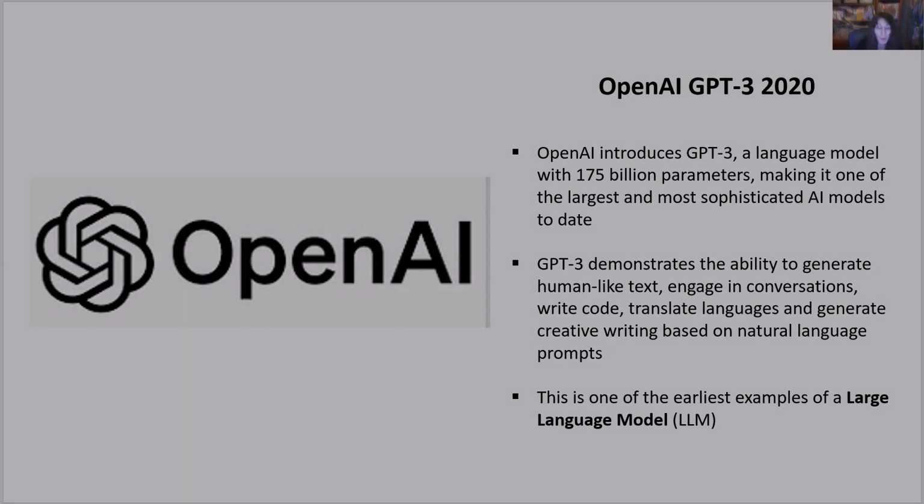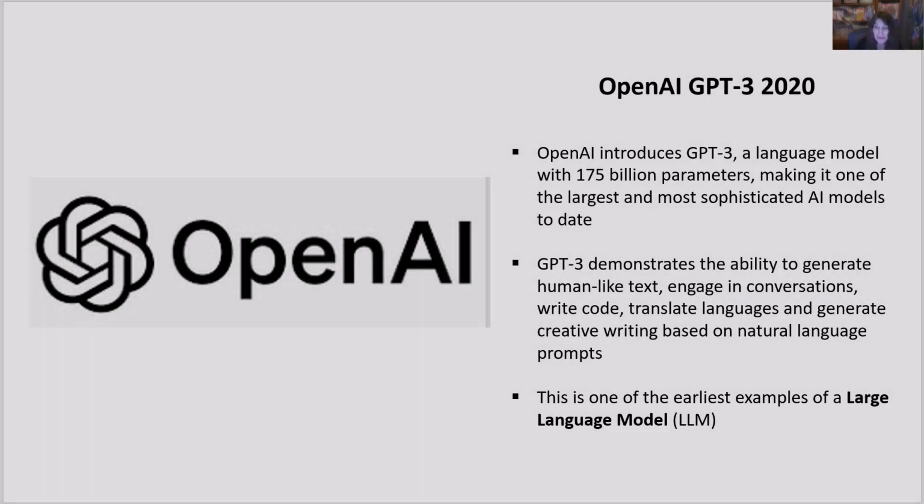In 2020, OpenAI released GPT-3. It demonstrates the ability to generate human-like text, engage in conversations, write code, translate languages, and generate creative writing based on natural language prompts. This is one of the earliest examples of what are called large language models, LLMs.